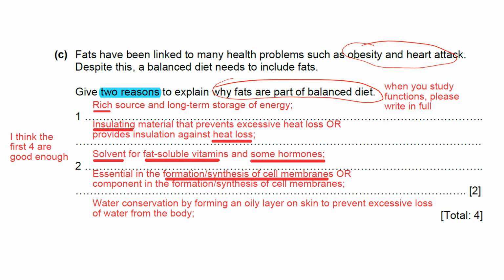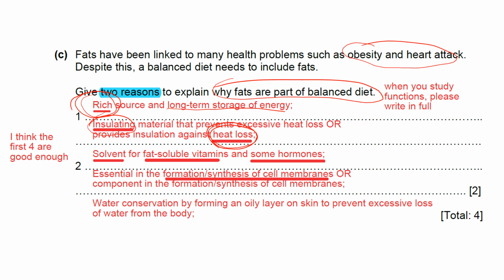So number 1, fats is a rich source. This is not in your notes, but I would prefer that you write the word rich in the answer. And then of course it's a long-term storage of energy. So this is a reason why. Number 2, fats is a good material against heat loss, which I mentioned in class before. It is not just against heat, it must be heat loss. It is to prevent our body from losing too much heat. So the word heat and the words heat loss are not the same. So just remember to write properly.